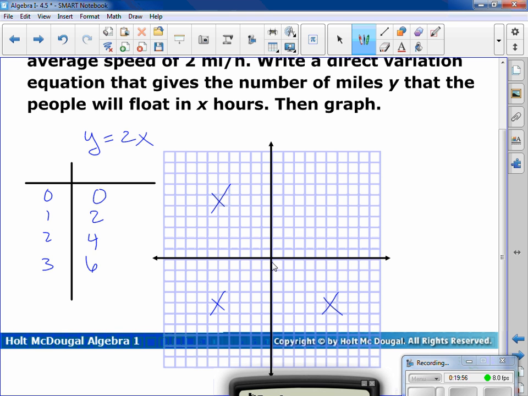All right, 0's 0. 1 is 2. 2 is 4. 3 is 6. It is a perfect straight line, like there. So the more hours that pass, the farther in miles they go. Questions?